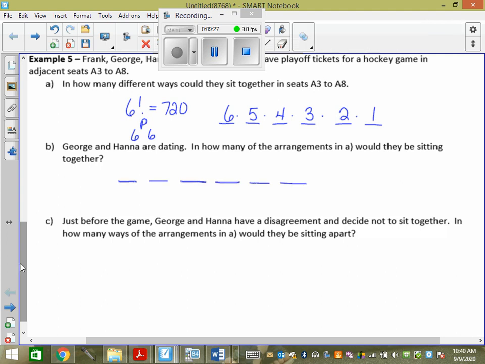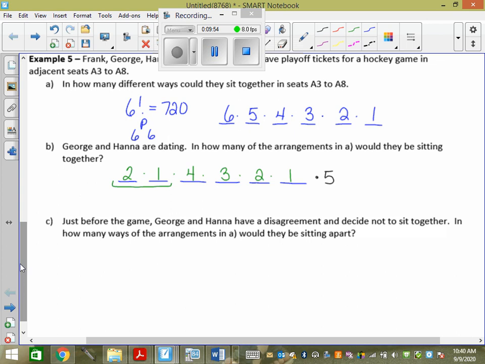We're going to put George and Hannah together right here. How many options do I have for this first blank? 2, either George or Hannah, right? And then 1. I sit 2 people down now. How many do I have left? 4. Then 3. Then 2. Then 1. And that gets me times 5, because it doesn't say George and Hannah are sitting at the front or the middle or the end.